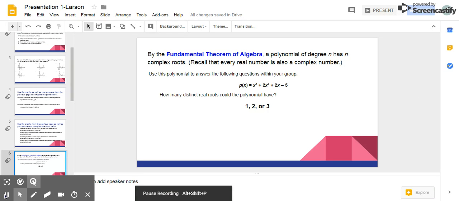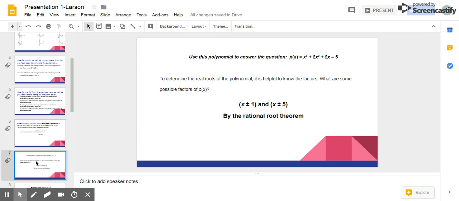Looking at the following polynomial p of x, they should realize that there are 1, 2, or 3 distinct real roots that this one could have because it is a degree of 3. They're going to keep using this polynomial to answer multiple questions as we go through. The first question is determine the real roots of the polynomial. So they want to know what some possible factors of the polynomial are. For the rational root theorem, they would find that it is plus or minus 1 and plus or minus 5.